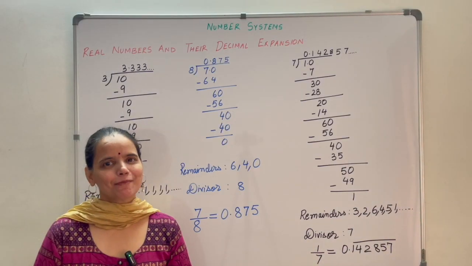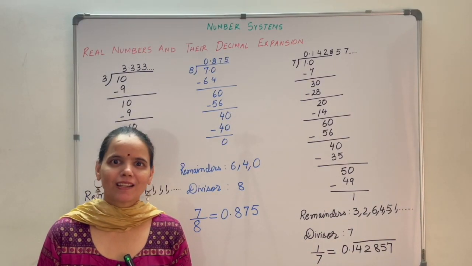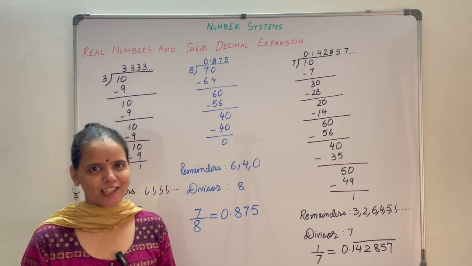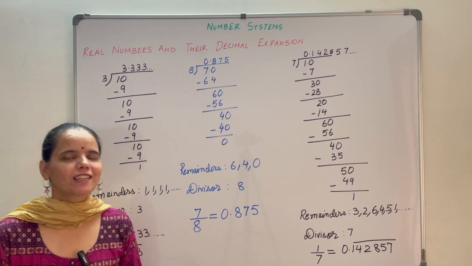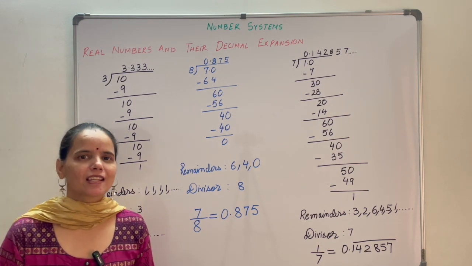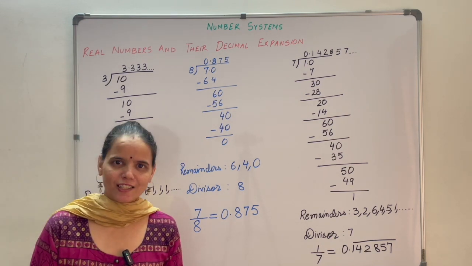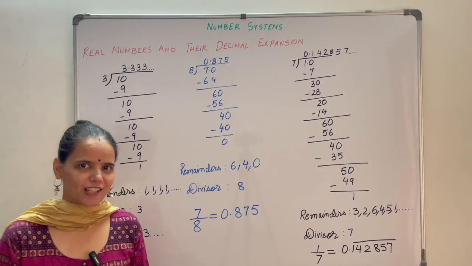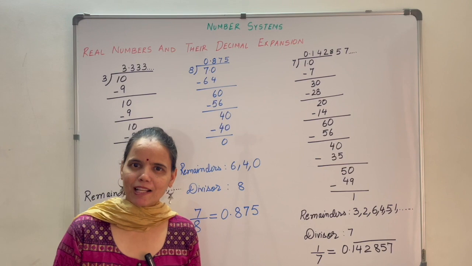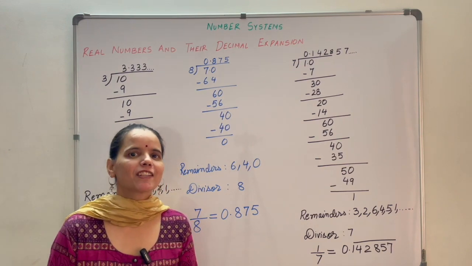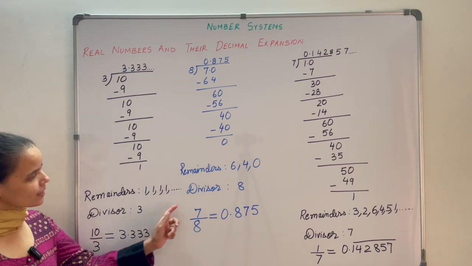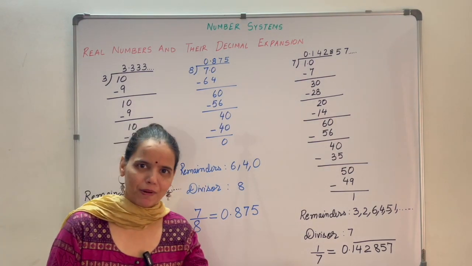Let us now see the decimal expansion of real numbers. You know that real numbers are a collection of rational numbers and irrational numbers. You have a good friendship with rational numbers, so let us first take up the decimal expansion of rational numbers, and later we will take up the decimal expansion of irrational numbers. To understand this, I have taken 3 rational numbers: 10 by 3, 7 by 8 and 1 by 7.